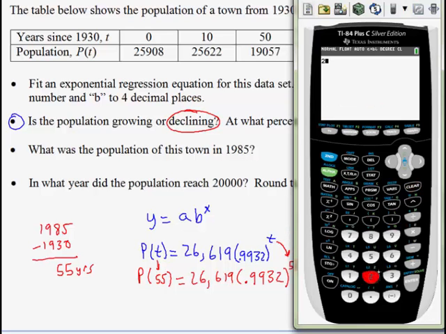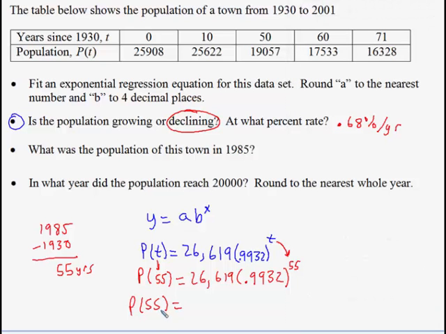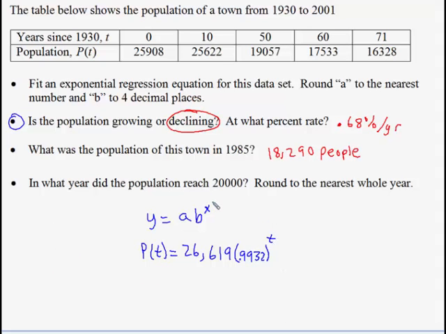So I would type 26,619, and then left parenthesis 0.9932, put a right parenthesis to close the left, hit caret, and then type 55 to find out what the population was in 1985. And I get, because this digit is an 8, that we should round up, and because that is the number 89, we will round it up to 90. So 18,290 people. So we get that P of 55 was 18,290 people.